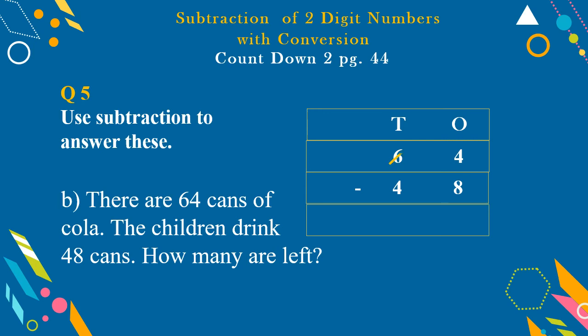So write 5 on the top of the tens column. Now we have 1 ten equals 10 ones.